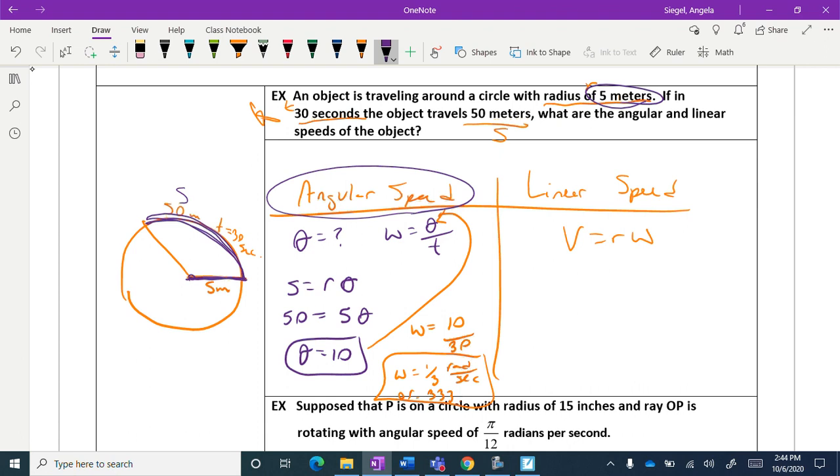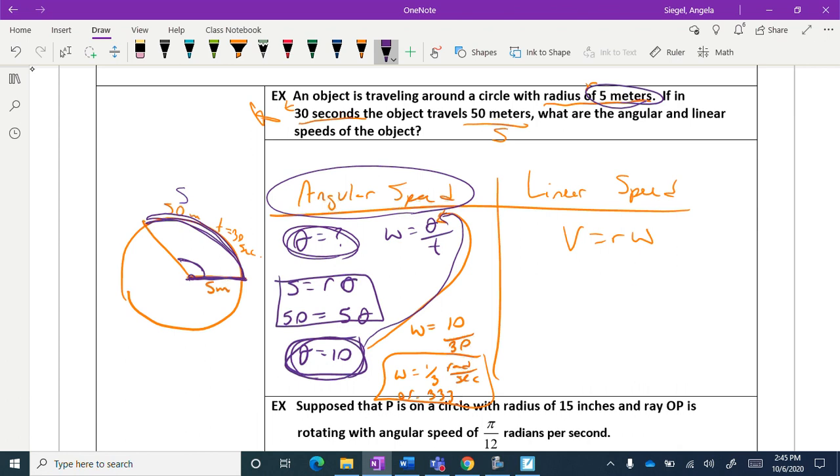And so it doesn't tell us what this angle measurement is. That's all it tells us. So that was my first thing that I noticed, that it didn't give us an angle measurement. So I found it with the information I had. I did S equals R theta and figured out that the angle was 10. So think about this, it's not 10 degrees, it's 10 radians. Okay, so I plugged it in to my formula and I got 1/3 radians per second.